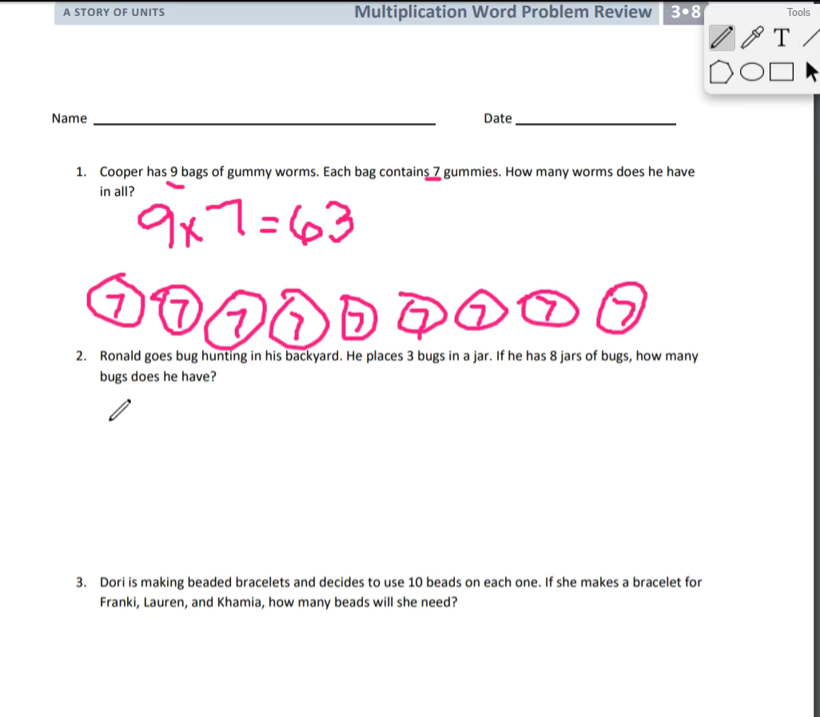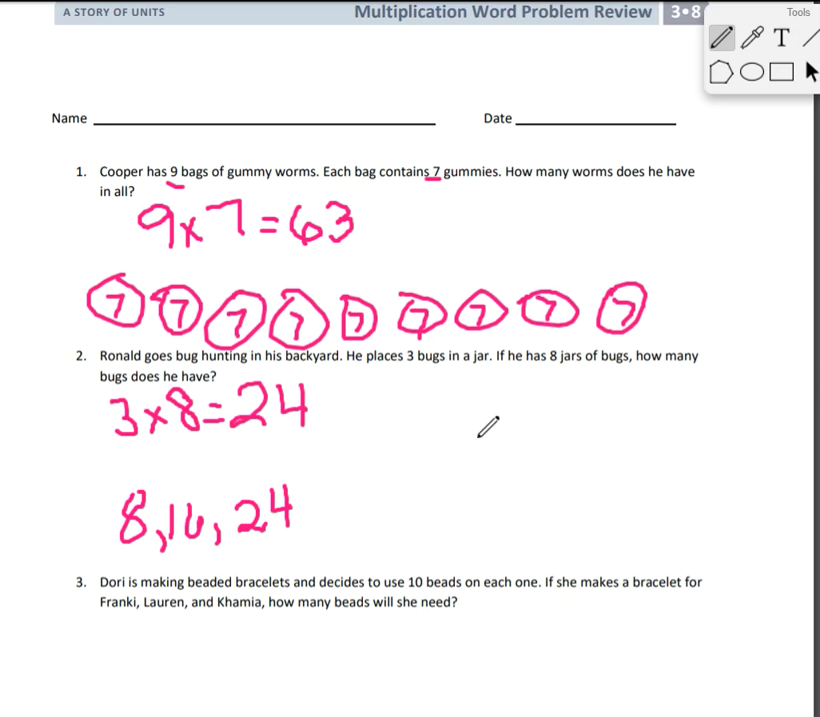So here we have 3 bugs per jar. He has a problem that's 3 groups, or 3 bugs in 8 jars. So we would do 3 times 8. You can count by your 3s or you can count by your 8s, whatever is more convenient. I would say you could count by 8 because it's fewer counts and go 8, 16, 24. So he's got 24 bugs. As long as his bugs stay in his jar, all is well.